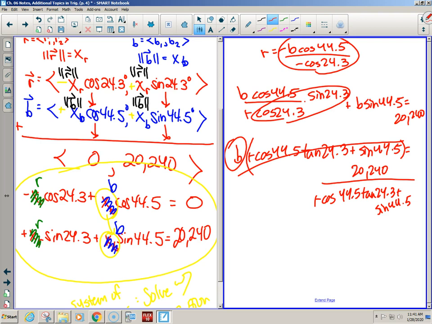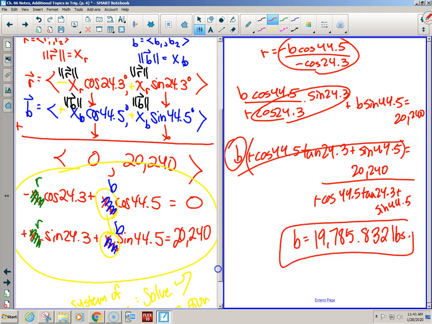Does that work? What was it, 19,785? Is that right? Yes. Sweet. Man, one little negative messed it up that much. I had like 52,000 something, or 53,000, and I'm like, that doesn't make sense. The entire crate, if you're lifting straight up, would only be 20,000. That's kind of nice about these problems, it's somewhat logical.